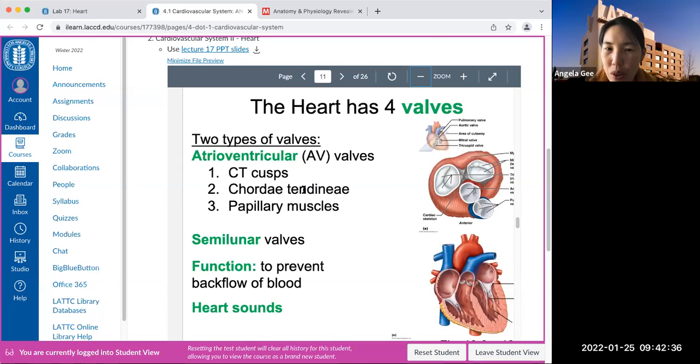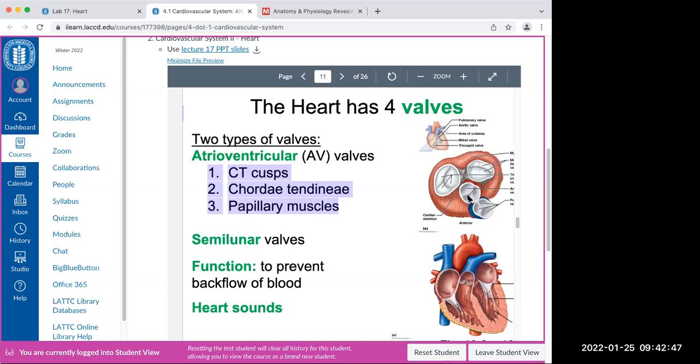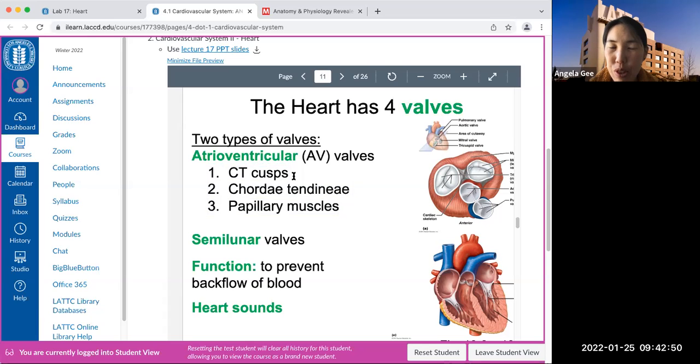Why we're going to focus on these is because they have a very specific structure. They have connective tissue cusps, or in other words, connective tissue flaps on the top. The AV valve on the right side is also called the tricuspid valve. Tri is 3, so there are 3 connective tissue flaps. The AV valve on the left is called the bicuspid valve. Bi is 2, so there are 2 connective tissue flaps. You can think of the cusps as the actual doors that open and close. But importantly, they're attached to chordae tendineae.